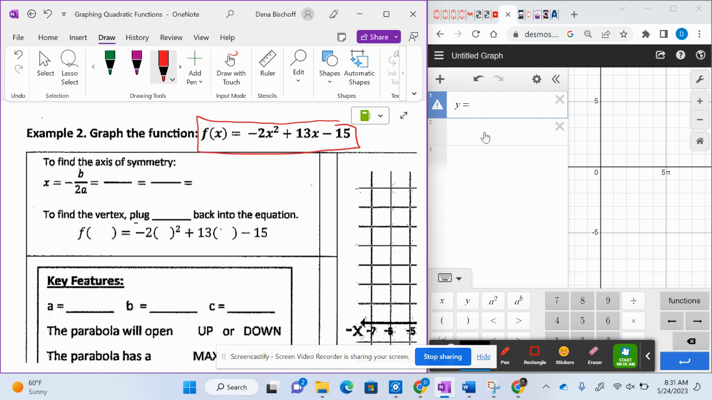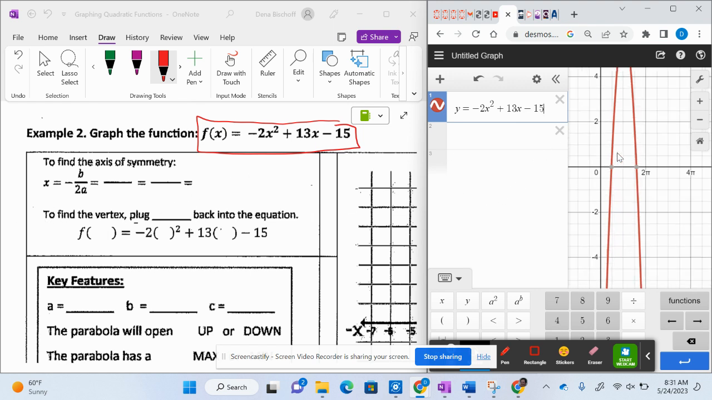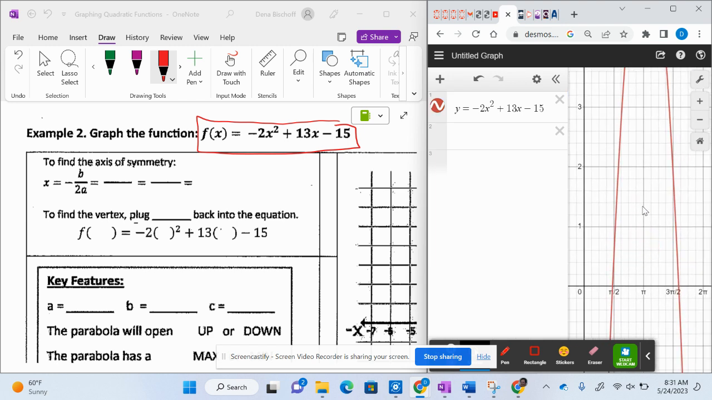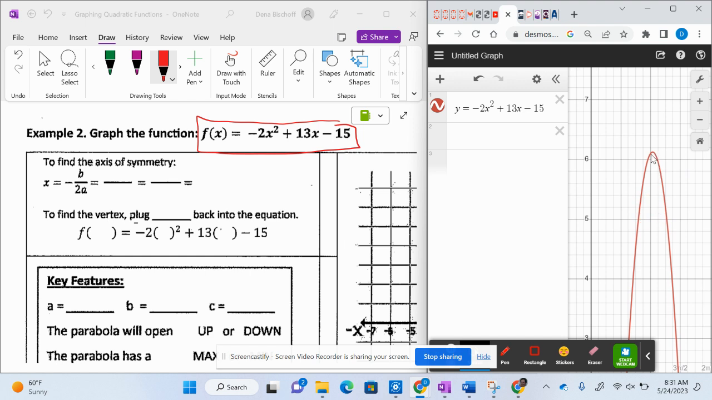So y equals negative 2x squared plus 13x minus 15. So let's talk about all of the things we know. What is the equation for the axis of symmetry? I know it's going to be the x coordinate of the vertex. So what is the vertex? Do you guys see that? What is the x coordinate?